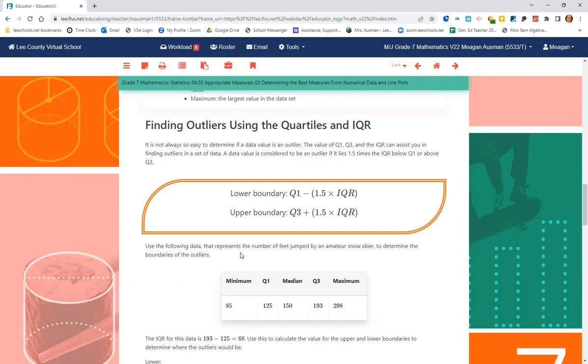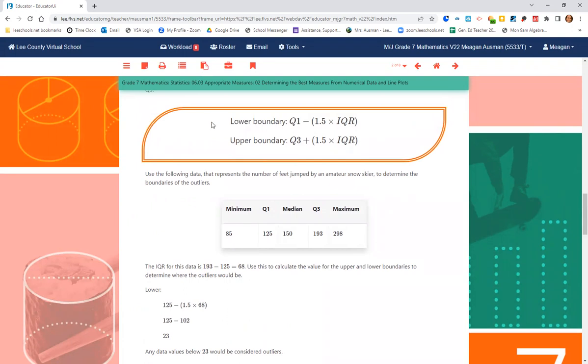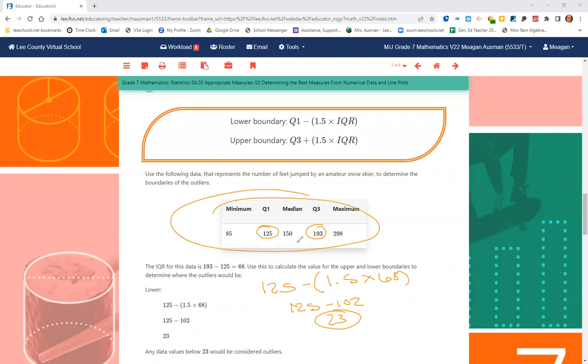So we're going to use the following data that represents the number of feet jumped by an amateur snow skier to determine the boundaries of the outliers. They gave us the minimum, the Q1, the median, the Q3, and the maximum. All we need to do is take the formula and figure out the number. So we have Q1, 125, minus 1.5 times the IQR, and the interquartile range is Q3 minus Q1. So it would be times 68. When we plug in those numbers, we get 125 minus 102, and we get 23. Any number below 23 would be an outlier for whatever data this goes with.